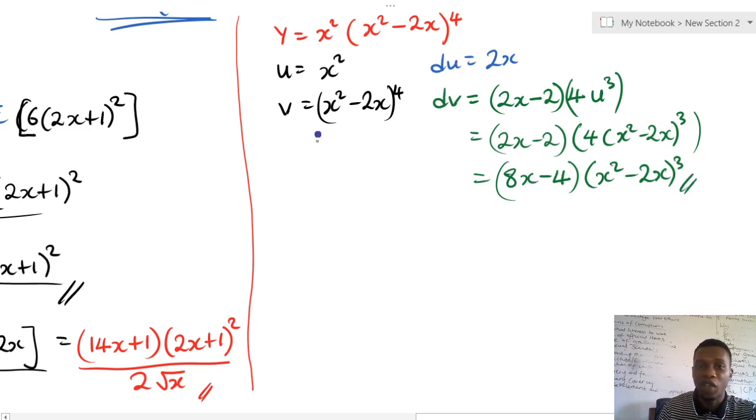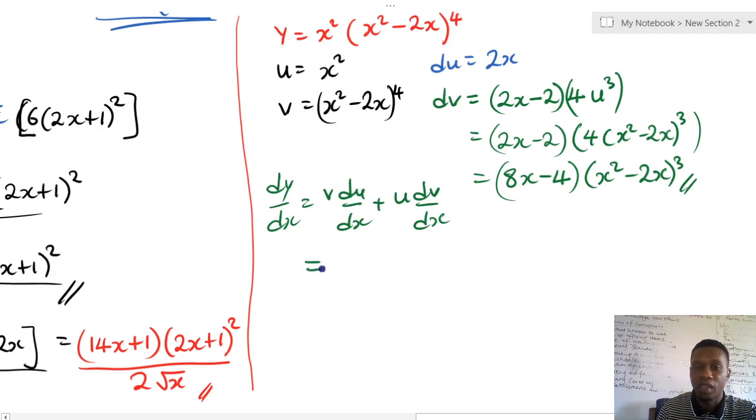I can now bring it into my formula, which is for my dy dx, for my product rule, which tells me v du dx plus u dv dx. Then what do I do? What is my v? My v is x squared minus 2x raised to the power of 4. So I have it as x squared minus 2x raised to the power of 4. And then multiply my du dx. What is my du dx? My du dx from here is what? 2x. So multiplying 2x plus u dv dx.